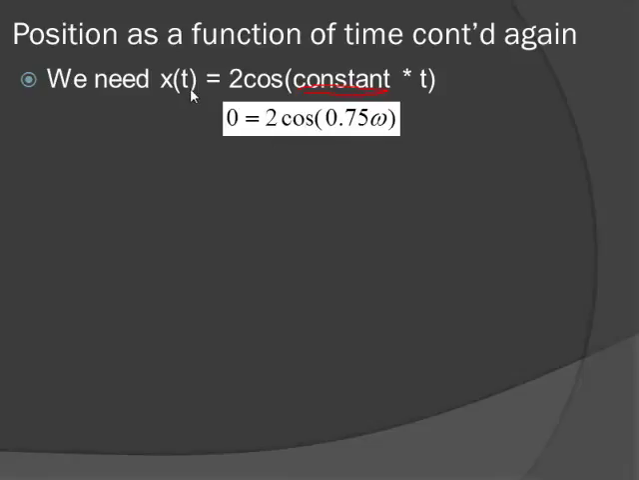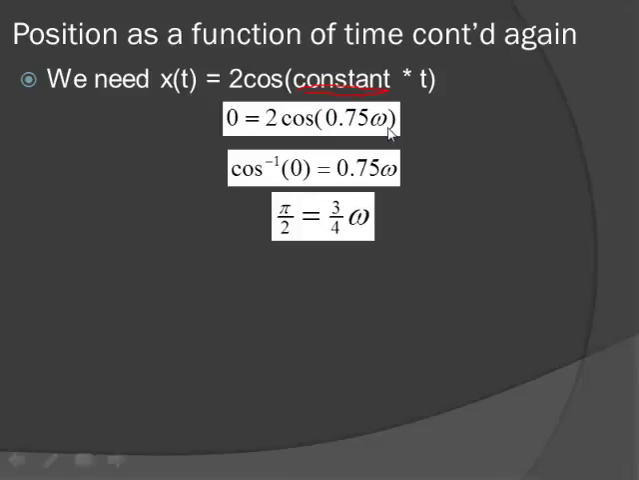We know that at position 0, the time is 0.75. And we're going to call that constant omega because that's the convention. It's something known as angular frequency. So we can just divide both sides by 2 and then take the inverse cosine of both sides. And then we can keep solving for omega, and we get that omega is equal to 2 pi over 3. So that's the constant that needs to go here.